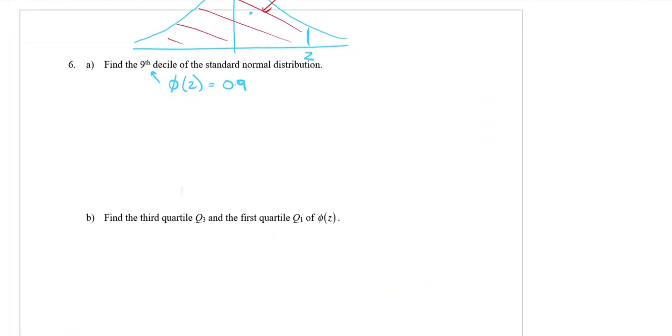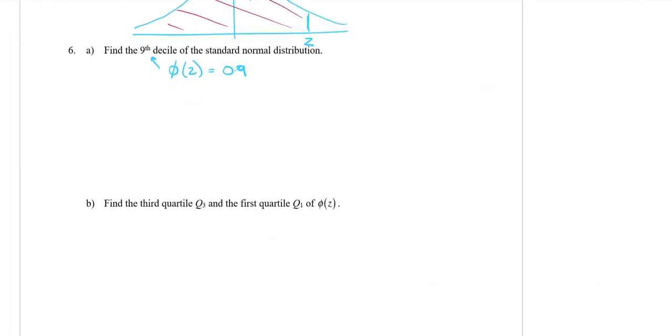Okay, so let's write this down. I'll write down the 2 results that we're looking at. We had phi of 1.28, that was equal to 0.8997. And the other one was phi of 1.29, it is 0.9015. So the real answer is somewhere between 1.28 and 1.29. It just depends how accurate you want to be. That's not much of a difference.